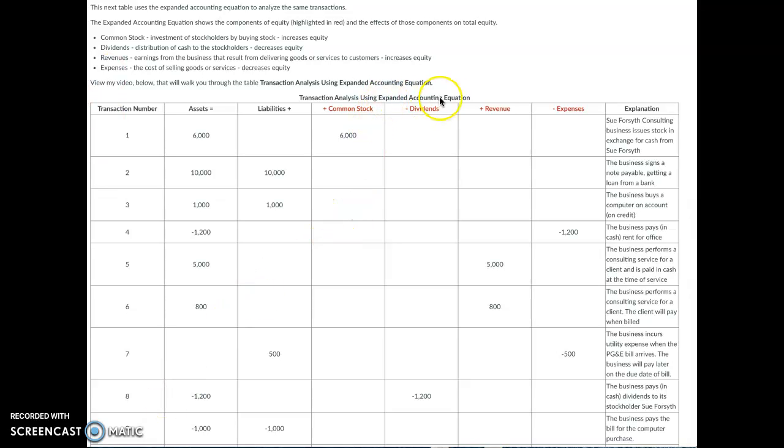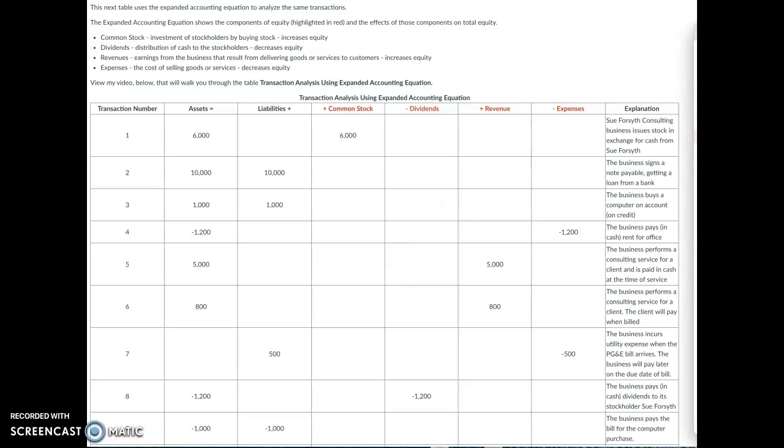Now this expanded accounting equation expands equity into its components. Equity can firstly be expanded into two main components. Contributed capital. Contributed capital is the amount contributed to the corporation by its stockholders. And then the remaining three components of equity can be classified under the umbrella term retained earnings.